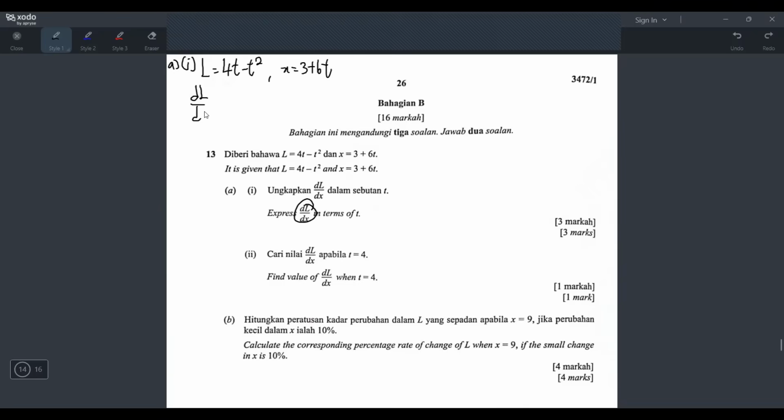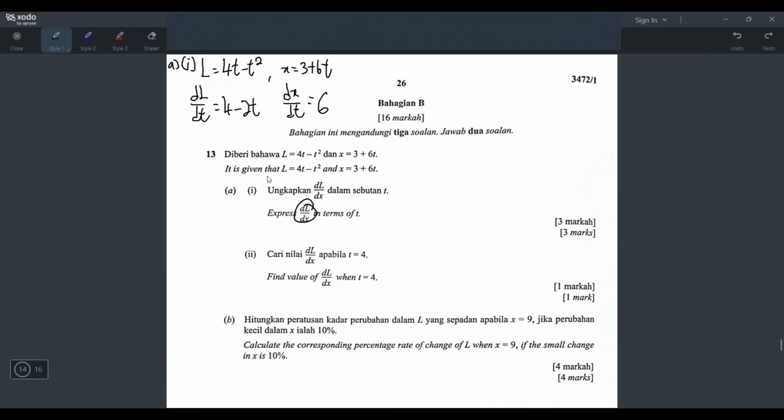You will get dl/dt because it's in terms of t. And what happens when you differentiate 4t? You will get 4. Differentiate this one, 2 times -1, -2, power minus 1, so 2t. Okay, what about this one? When you differentiate this one, what do you write? dx/dt, because it's x in terms of t. So differentiate 3 is 0, differentiate 6x is 6, right?